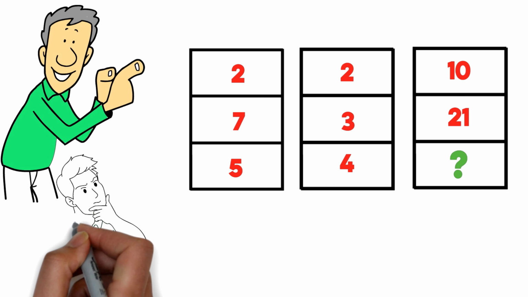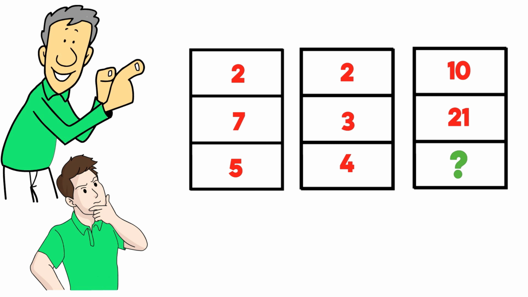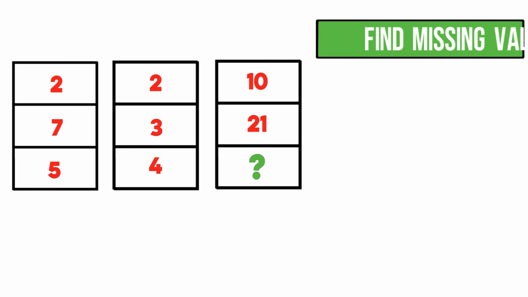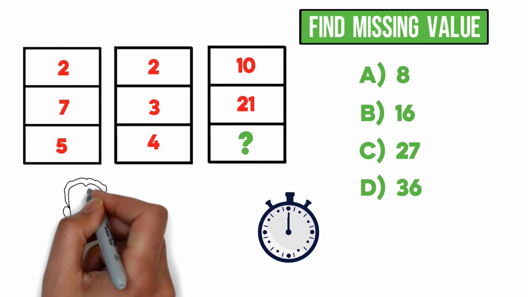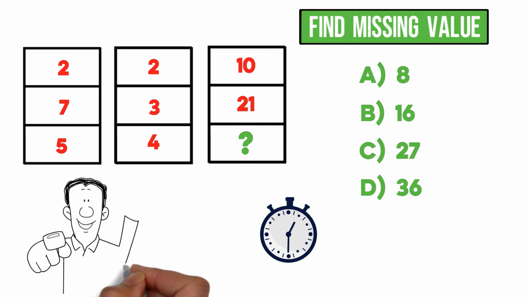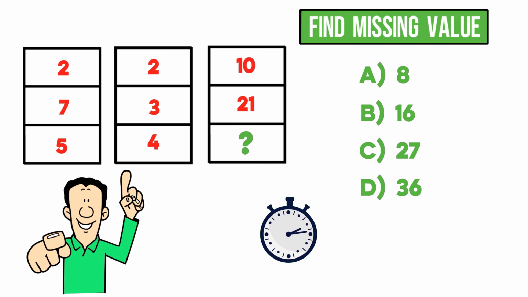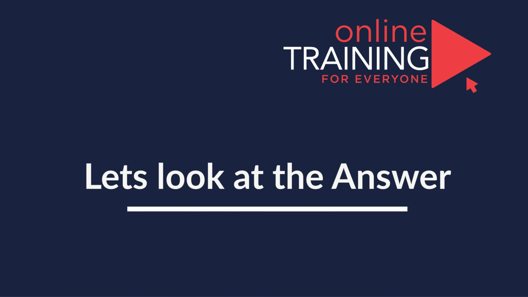You need to find the missing value, which is highlighted by question mark. You have 4 choices to choose from. Choice A, 8. Choice B, 16. Choice C, 27. And choice D, 36. Do you think you can recognize missing value? Give yourself 5 to 10 seconds to see if you can come up with the answer. Did you figure out the solution? Let's continue to see how we can get to the correct solution together.